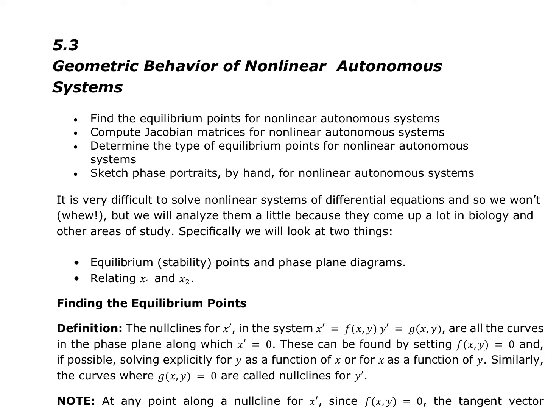Now, to solve nonlinear autonomous systems of differential equations is pretty difficult, so we're not going to do that. But we can analyze them because they do come up a lot in biology and other areas of study. So to do this, we're going to look specifically at two things. We're going to look at the equilibrium or the stability points and the phase diagrams. And we're going to relate x1 and x2. So let's start with some definitions.